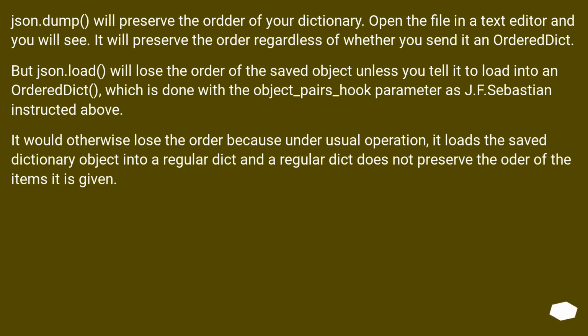json.dump will preserve the order of your dictionary. Open the file in a text editor and you will see. It will preserve the order regardless of whether you send it an OrderedDict. But json.load will lose the order of the saved object unless you tell it to load into an OrderedDict, which is done with the object_pairs_hook parameter as J.F. Sebastian instructed above. It would otherwise lose the order because under usual operation, it loads the saved dictionary object into a regular dict, and a regular dict does not preserve the order of the items it is given.